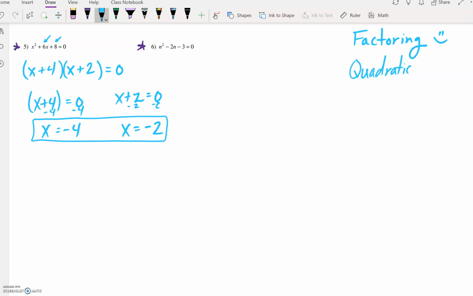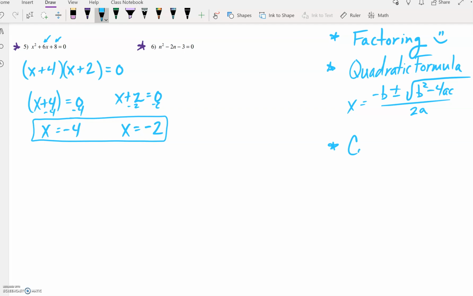So we've worked on that a little bit as well. So quadratic formula, right? That's the x equals opposite b plus and minus square root of b squared minus 4ac all over 2a. Little sing-song for you there. Okay, so that is also a way you could have solved for negative 4 and negative 2 using the quadratic formula. And then completing the square just is another way, right?